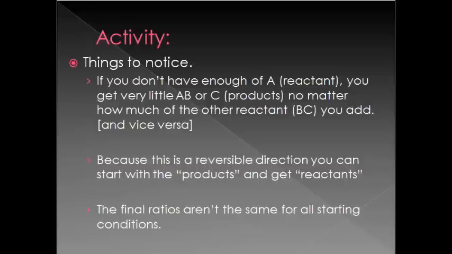First of all, if you don't have enough of one of the reactants, say A, you don't get very much of the products, regardless of how much of the other reactant that you add. You must have enough of both reactants. Also, because this is a reversible direction, you can start with what we would call in the setup the products and get the reactants. The 2 reactions are going back and forth. The final ratios aren't the same for all starting conditions. So you can't directly relate the amount of A to the amount of one of the products. It depends on both the reactants.